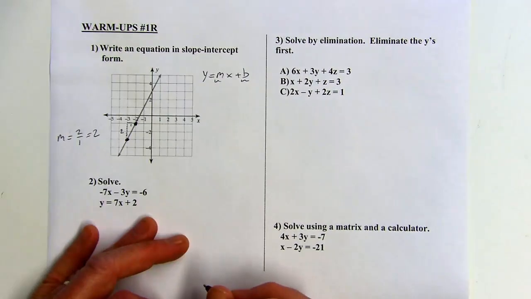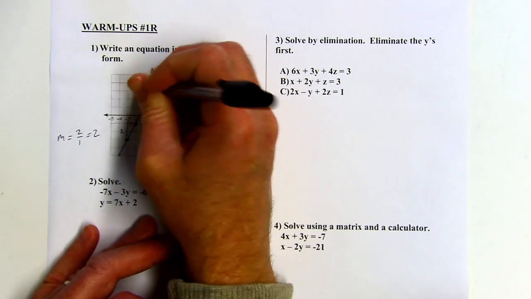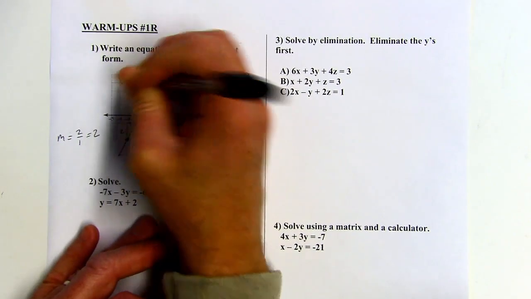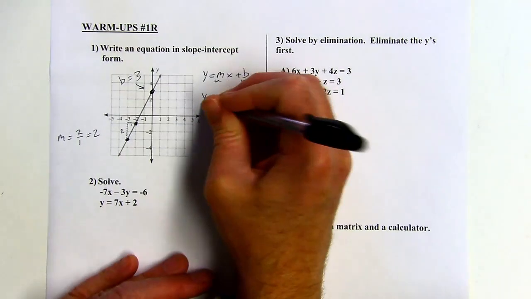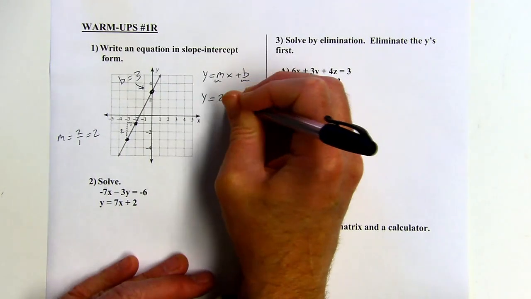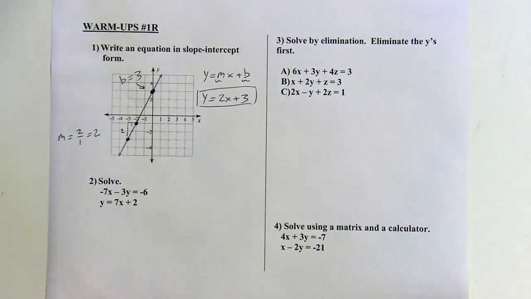Okay, so there's the slope, and then the y-intercept is right here, and that's the b. So that appears to cross at 3. And now I've got both components, so y equals 2x plus 3. There's the equation. Okay. All right, next problem.